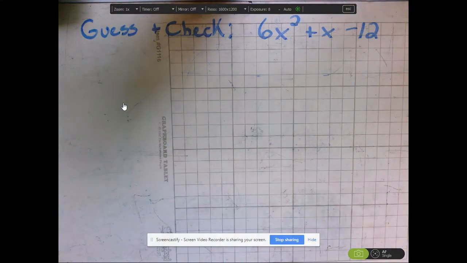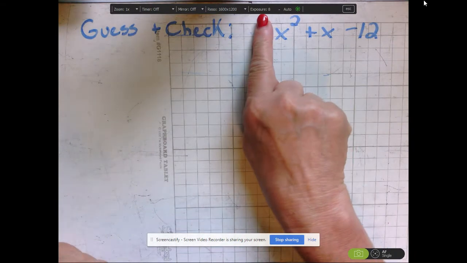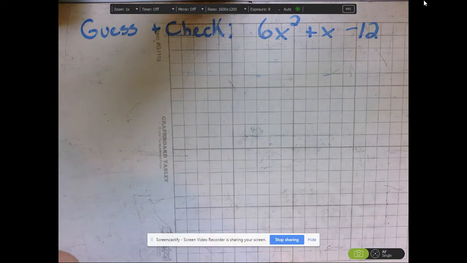All right, so before you can solve by factoring, you have to remember how to factor. So I'm going to go through 4 different methods for you. The first one I'm going to talk about is guess and check. Now, this one works especially well when there is no leading coefficient. That makes it much easier, but I'm going to show you how to do it when there is a leading coefficient.